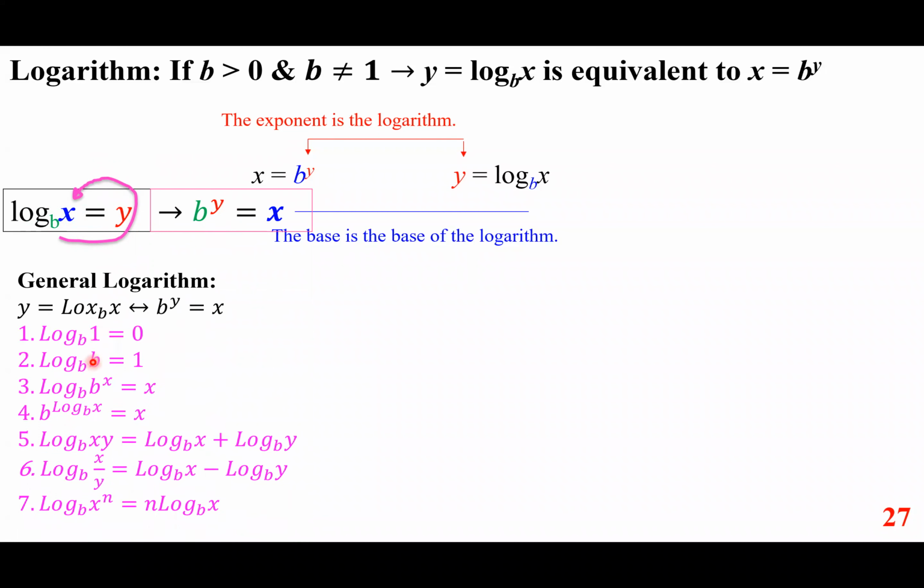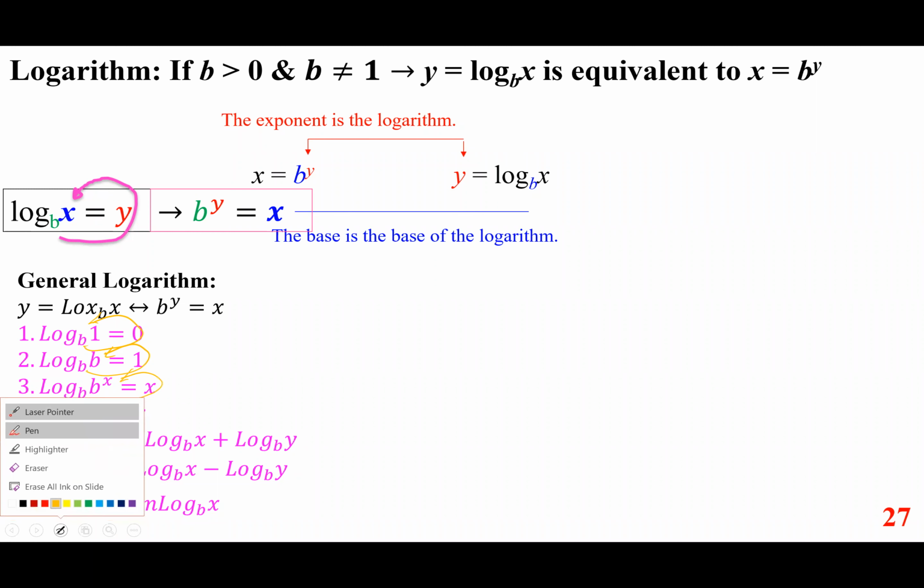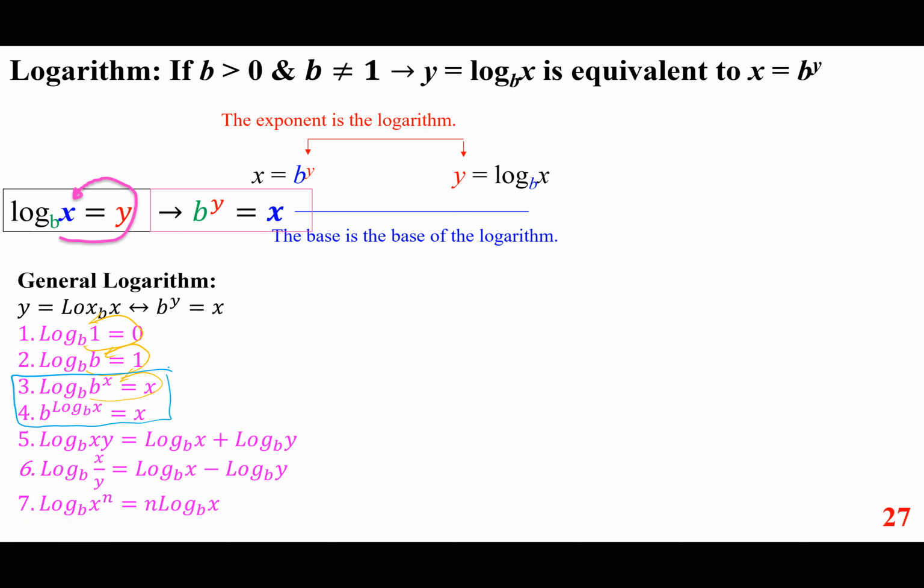Log 1 is 0, log b is 1, and so on and so forth. So for example, you can clearly see b to the power of 0 is 1, b to the power of 1 is b, b to the power of x is x, so on and so forth. This is the product rule, this is the quotient rule, this is the power rule. These two rules refer to the fact that exponential functions and logarithmic functions are inverse functions.